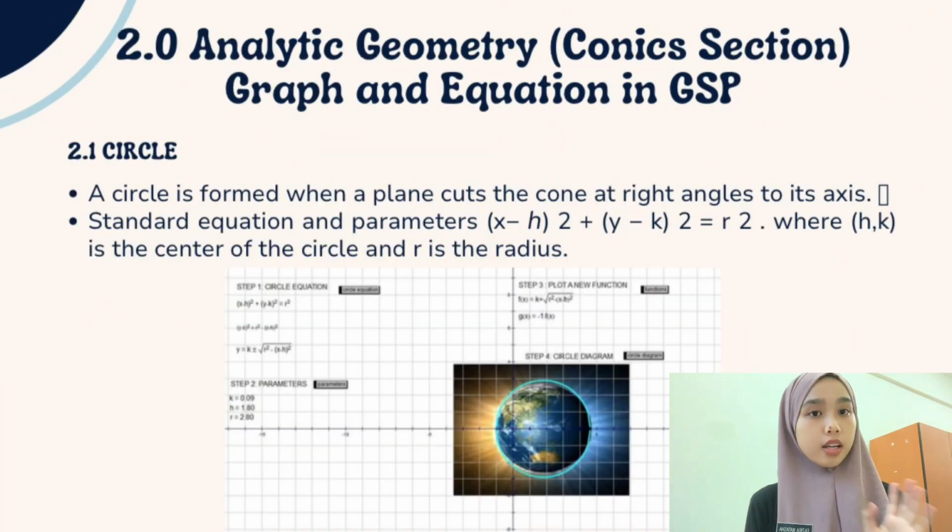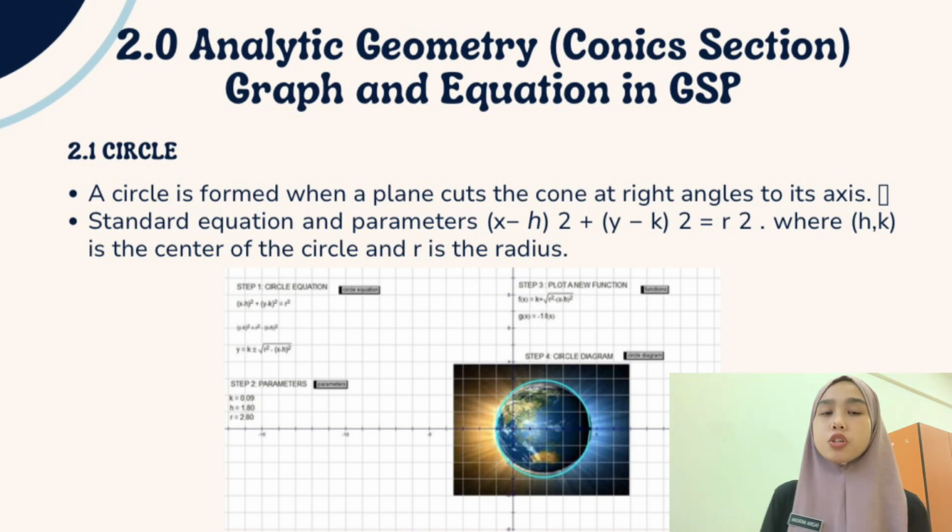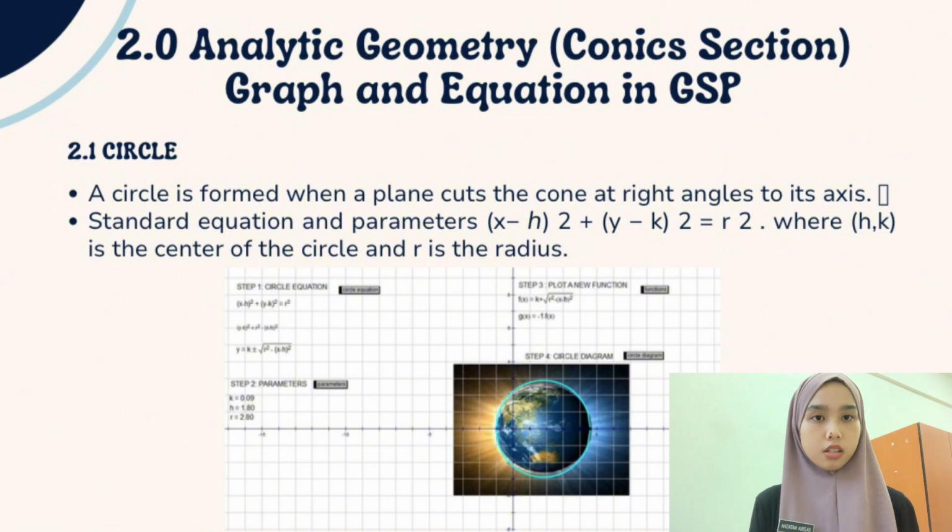So let's move to the second content, which is 2.0 analytic geometry conic section for the graph and equation that we use in GSP. So the first one is circle. So what is a circle? A circle is formed when a plane cuts the cone at right angle to its axis. So the standard equation and parameters of a circle is (x - h)^2 + (y - k)^2 = r^2, where h and k is the center of the circle and r is the radius.